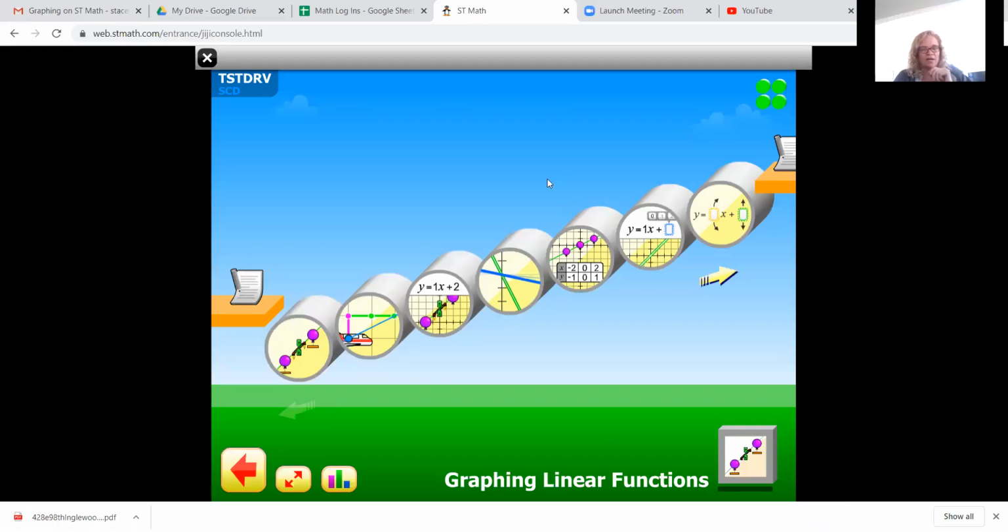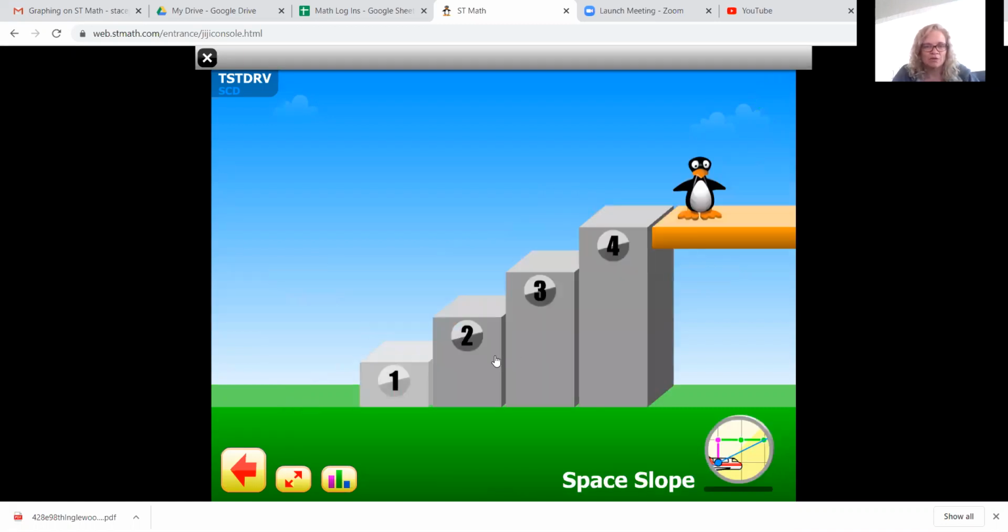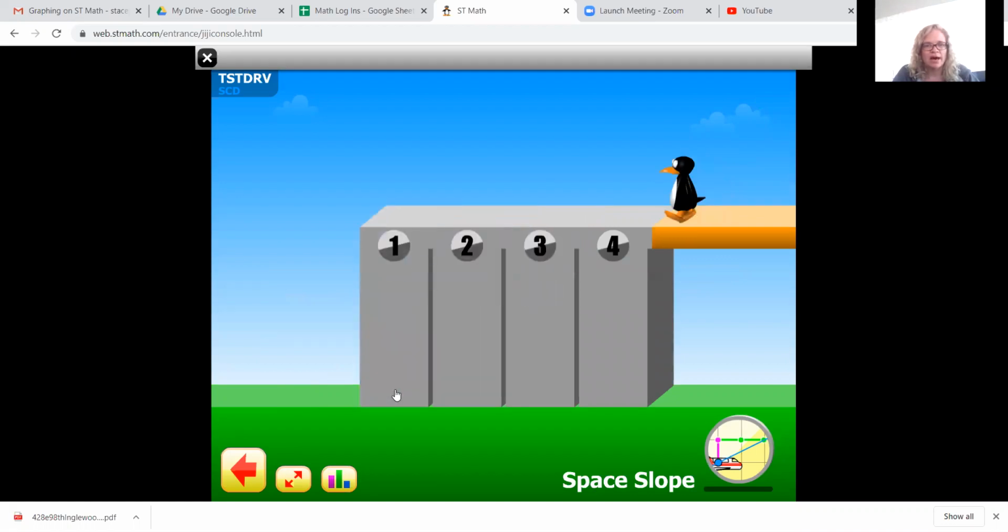Okay, so we are here in graphing linear functions, 8th grade on ST Math, and we're going to be looking at this circle, space slope. So the first three are the same, fourth one is a little bit different.